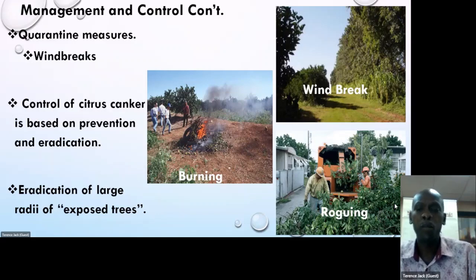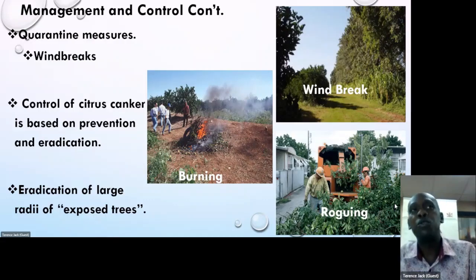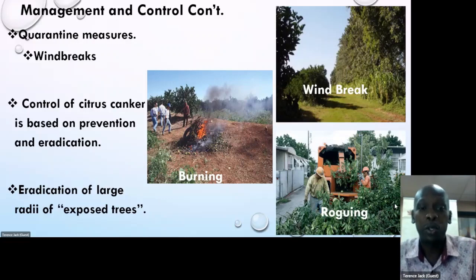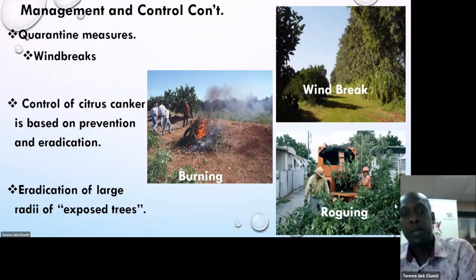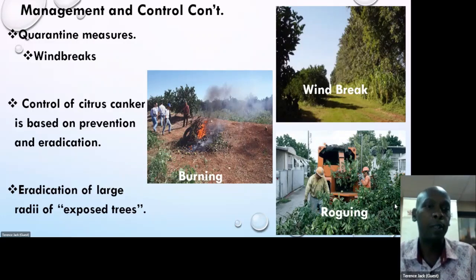Also, from a cultural perspective and from a cultural practice, we can also practice the use of windbreaks. As I mentioned before, the disease is spread by strong rain-driven wind that will move that inoculum from one location to another. So if you install or you utilize your windbreaks, that will form a barrier between an area that will be infected with the citrus canker disease, and that windbreak will be able to protect your farm from the movement of that disease from that infected area to your farm, your uninfected farming area. So you can also utilize windbreaks as a cultural measure for the control of citrus canker disease.